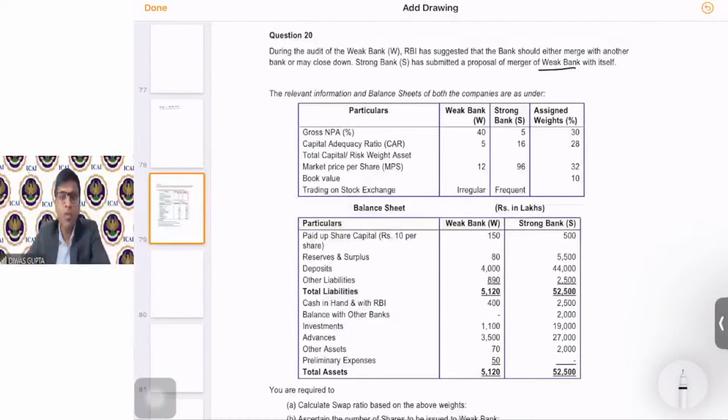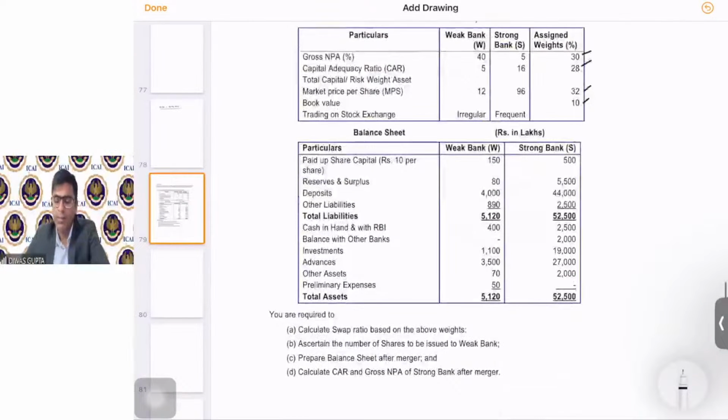Book value, they have not given us, but they have mentioned the assigned weights. Now they have given us the different weights. How do they analyze both the pieces of information? NPA, they take a certain 30% weightage. CAR, they say that it is 28% relevant for us. 32% relevant is the market price and 10% relevant is the book value. Trading on stock exchange, they have said that for the weak bank, it is irregular, it never happens. And for strong bank, it is frequent. That means it keeps on happening.